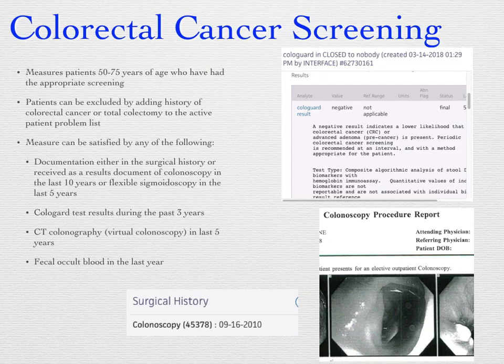Report of a colorectal cancer screening is required for patients 50 to 75 years of age. Patients can be excluded from this quality measure by adding a history of colorectal cancer or total colectomy to the active patient problem list. This measure can be satisfied by any of the ways listed on this slide. However, it is important to note that if the colonoscopy or sigmoidoscopy was done outside of Summit Medical Group, the procedure report must be received, labeled as such, and filed in the patient's chart before the QM measure can be satisfied.